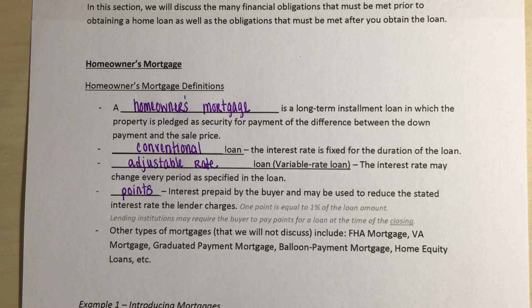Okay, other types of mortgages, which we're not going to get into, FHA mortgage, VA mortgage, graduated payment mortgage, balloon payment mortgage, home equity loans. So there's a lot of different things that we can look at. We're just going to kind of keep it simple in this section, as simple as we possibly can. It is still something that has a lot of moving parts, a lot of moving pieces, but we're going to focus just on kind of one basic type of mortgage rather than some of these different specialized types of mortgages.